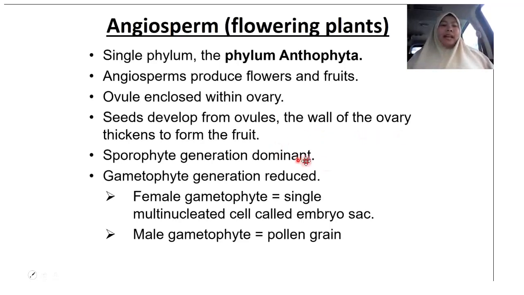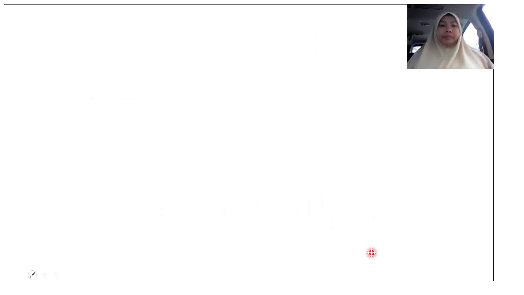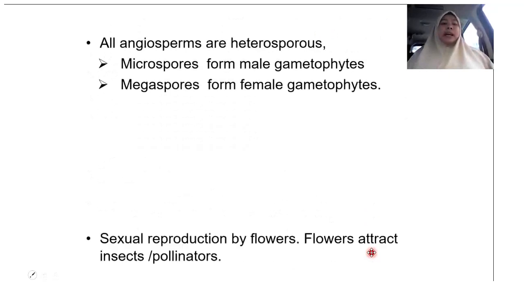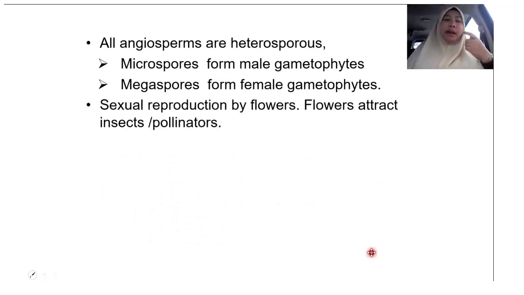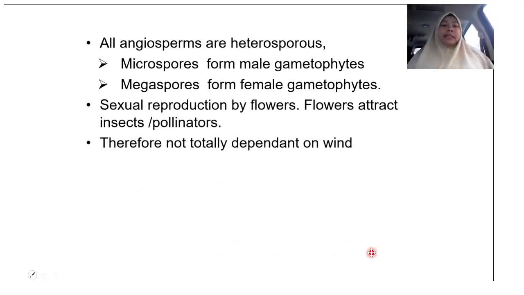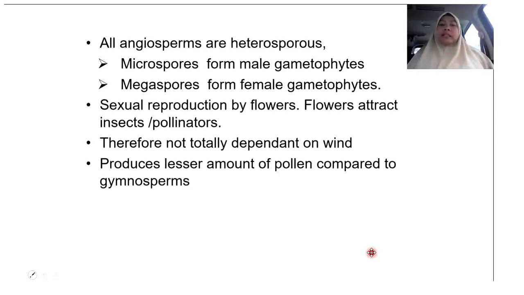And of course, the dominant stage of the life cycle is the sporophyte. The female gametophyte will produce a single multinucleated cell, which we call the embryo sac, while the male gametophyte will produce the pollen grain. The details will be discussed in chapter 9. All angiosperms are heterosporous. They produce two different types of spores, microspores and megaspores. Microspores form male gametophytes, while megaspores form the female gametophytes.